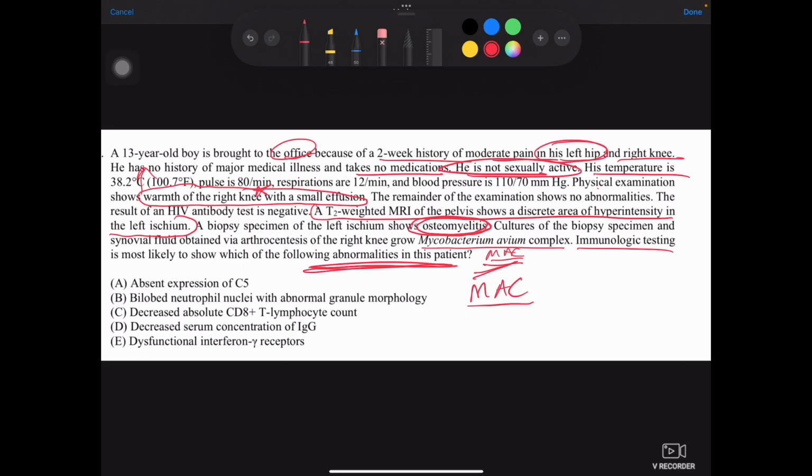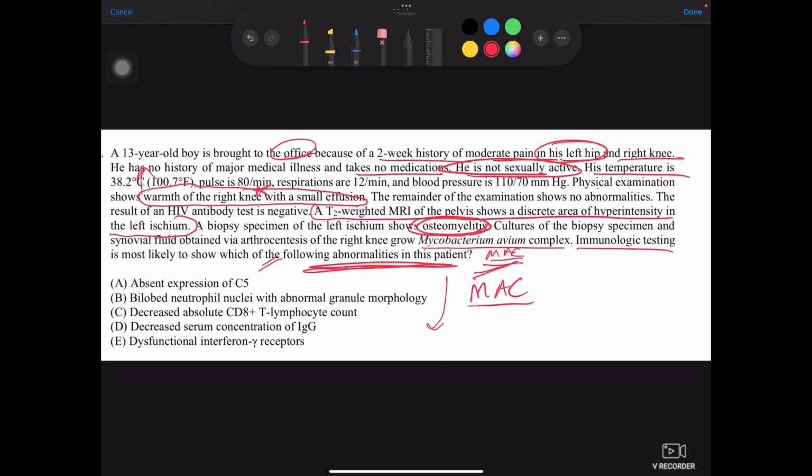Immunologic testing is most likely to show which of the following? Whew. So this is a tough question. Let's see. I understood what this question is trying to say. Let's now rule out the options first. So try to read all the options before choosing your best guess.